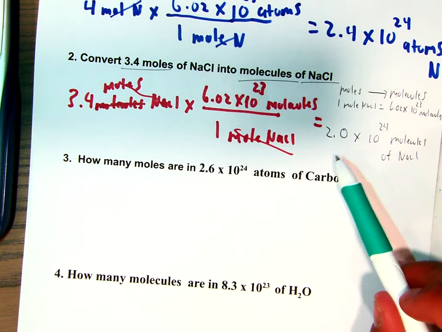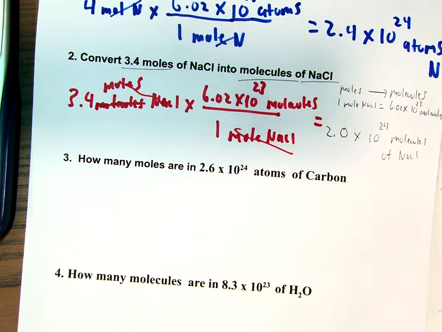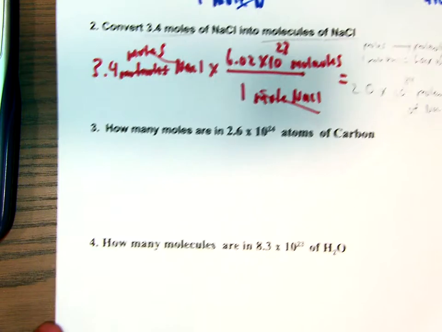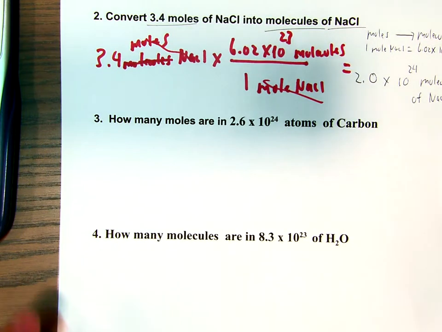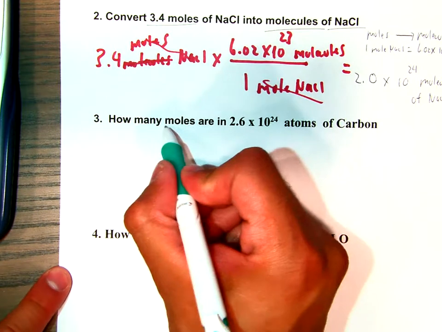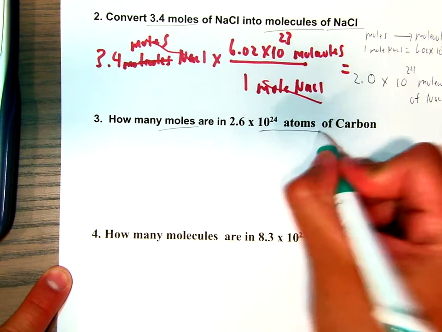So that's a lot. That's basically 2 following 24 zeros. Okay, all right, let's go ahead and go to the last 2 problems. Very similar, however, it's just the opposite. Now we're going from atoms into moles. Okay, so our question is, how many moles are in 2.6 times 10 to the 24 atoms of carbon?